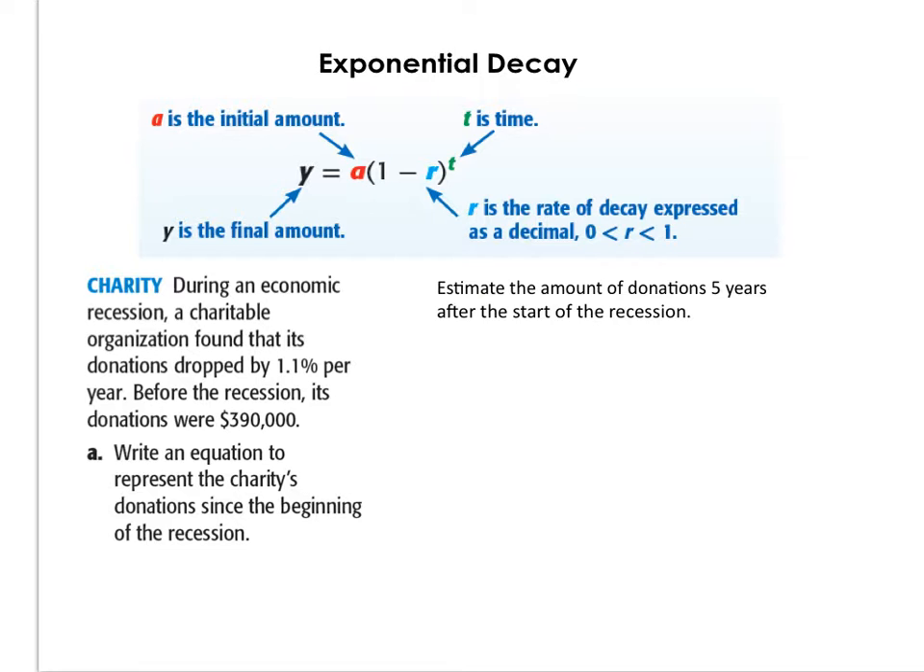So let's look at the first problem. During an economic recession, a charitable organization found that its donations dropped by 1.1% per year. Before the recession, its donations were 390,000. Question A. Write an equation to represent the charity's donations since the beginning of the recession.